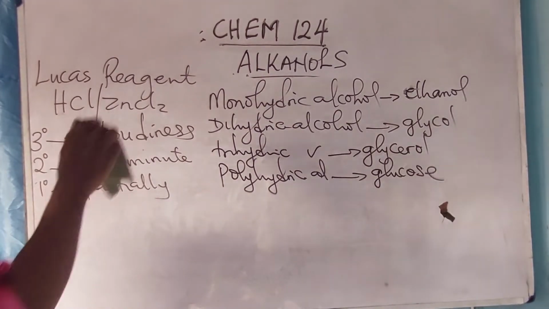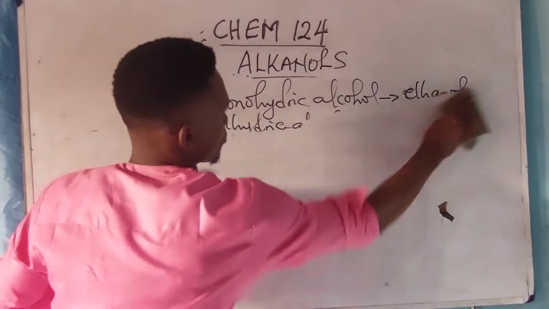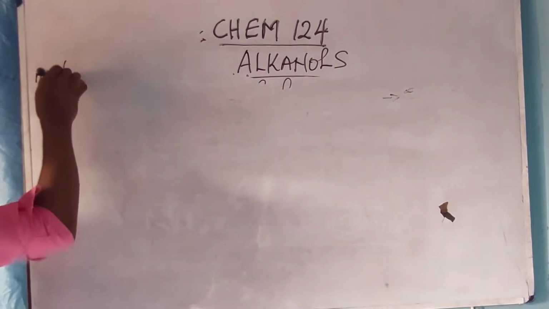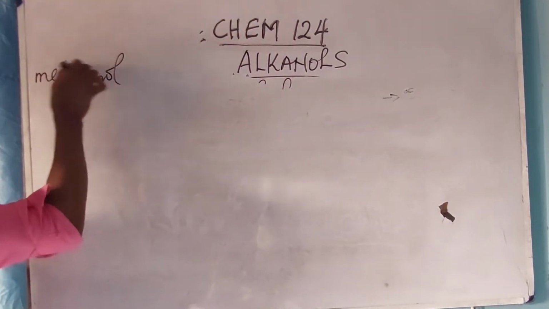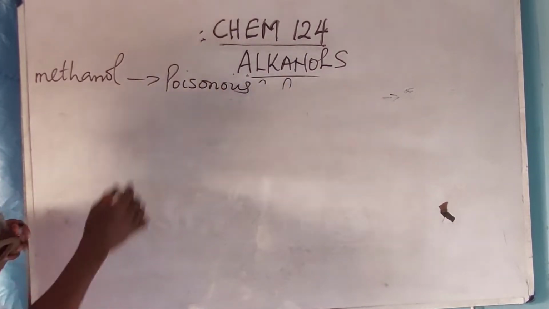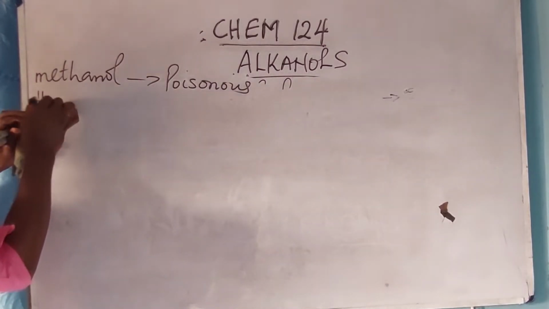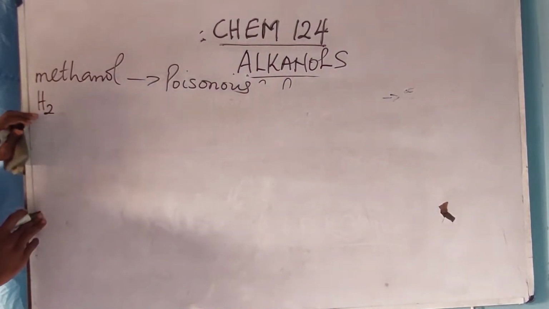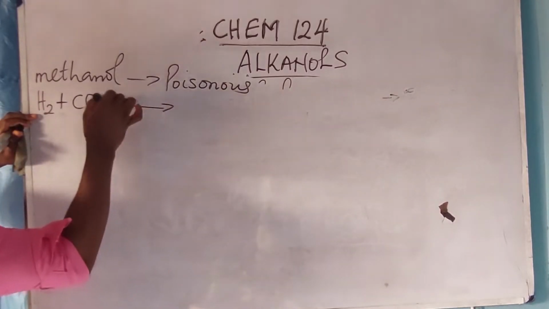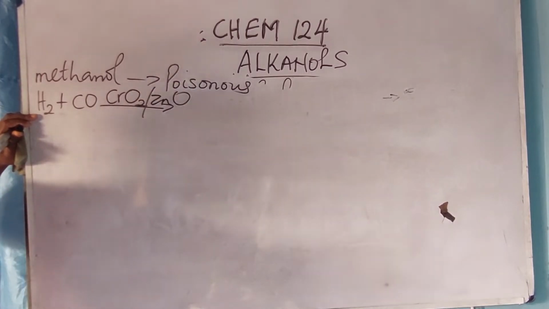Now, how are methanol and ethanol produced? Let me quickly explain methanol. Methanol is a poisonous liquid. It's highly poisonous and it can lead to blindness when consumed. It is prepared when hydrogen molecules react with carbon(II) oxide in the presence of chromium(III) oxide or zinc oxide.